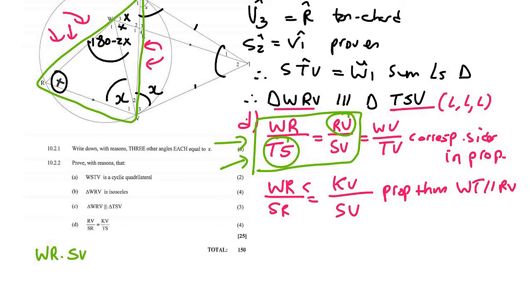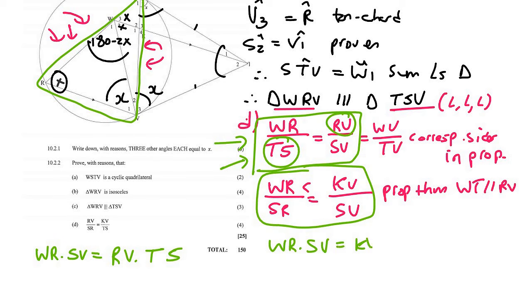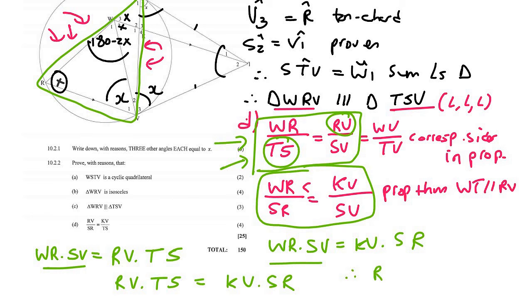So WR times SV equals RV times TS. I'm going to do the same with this one. So that's going to be WR times SV equals KV times SR. I'm then going to make these two parts equal to each other. So that's going to be RV times TS equals KV times SR. Aha, and then you can just divide and do all of that stuff. And eventually you'd end up with RV over SR equals KV over TS. And there we go, guys.